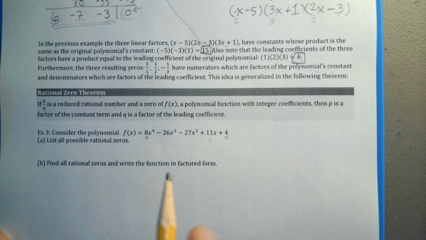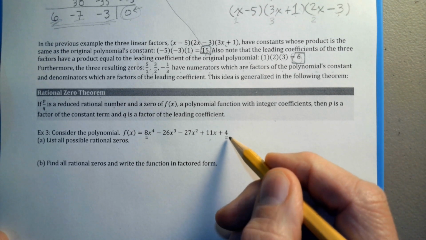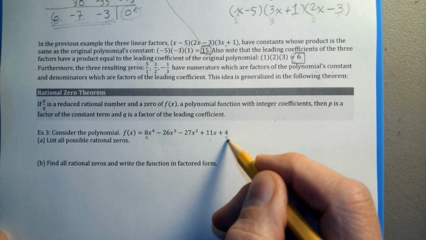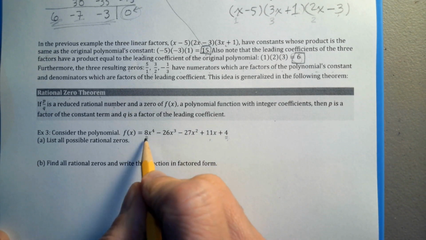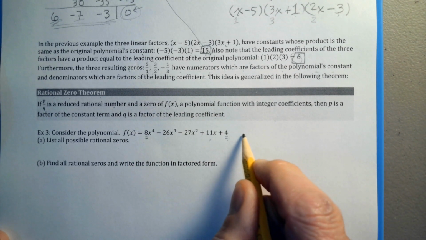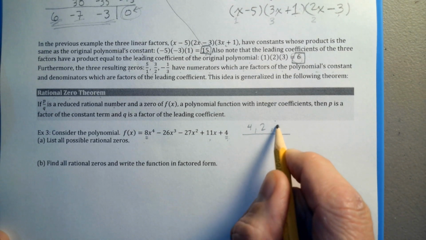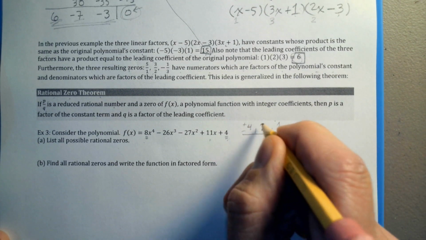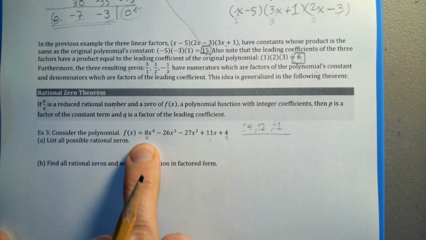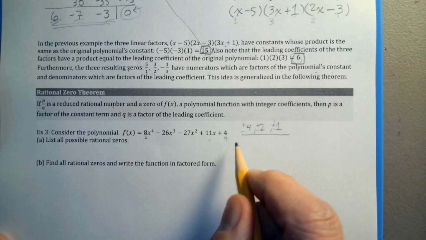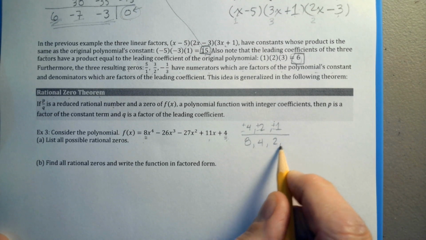All right, so again, it's P over Q, so it's the values of all the factors of the constant divided by all the factors of the leading coefficient. So we could think of it as 4, and then 2 and 1, but plus or minus all of those. Those are all the factors of the constant, divided by all the possible factors of the leading coefficient, which is 8. So we have 8, 4, 2, and 1.